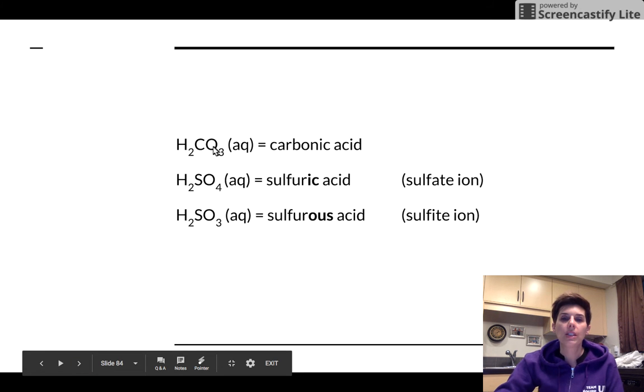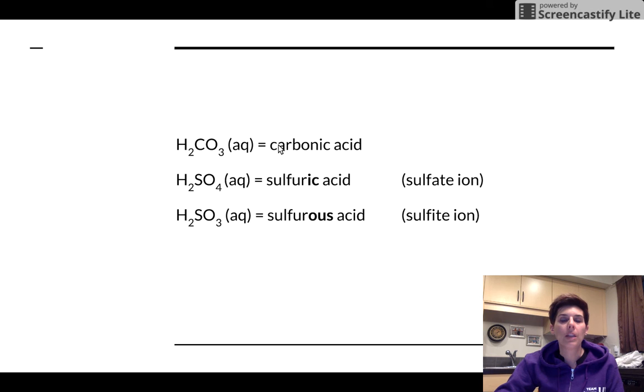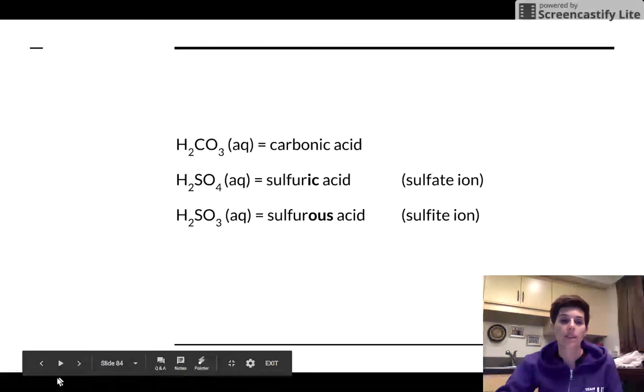So H2CO3, this is going to be carbonic acid, okay, because this was carbonate. H2SO4 was sulfate, so it's going to be sulfuric acid. H2SO3 was sulfite, so it's going to become sulfurous acid.